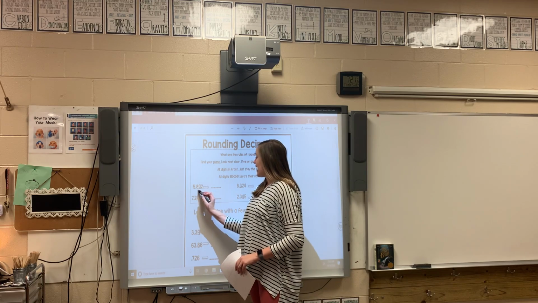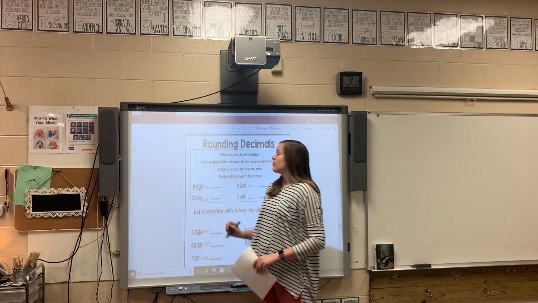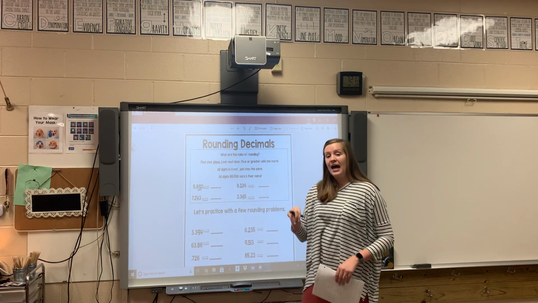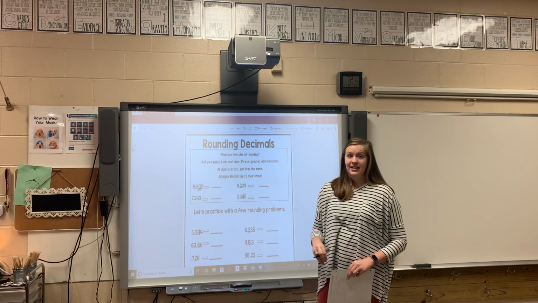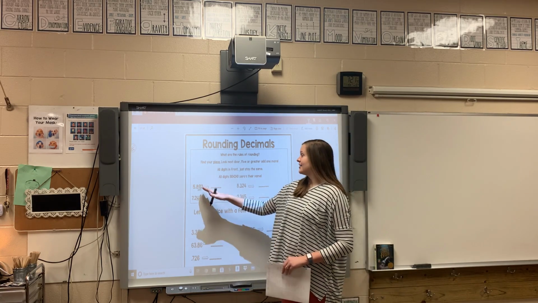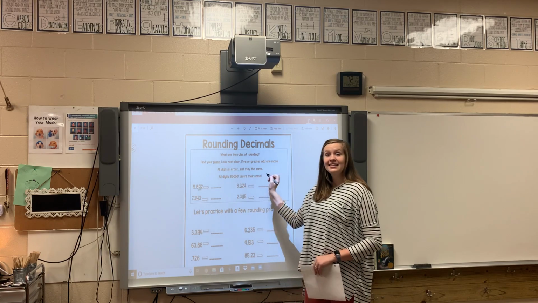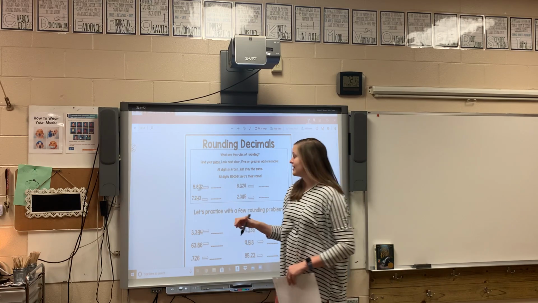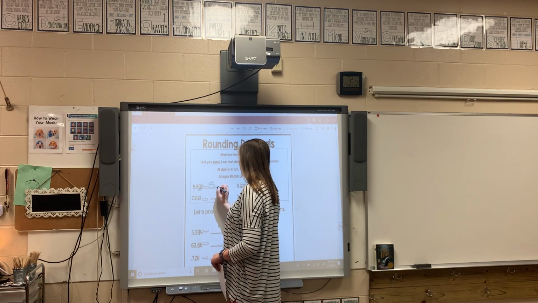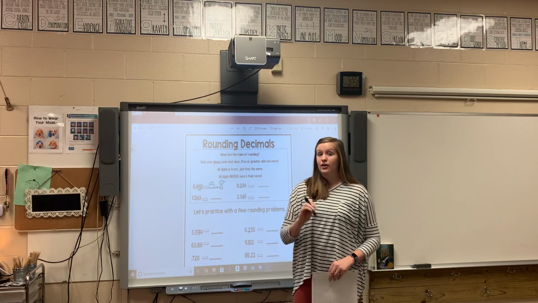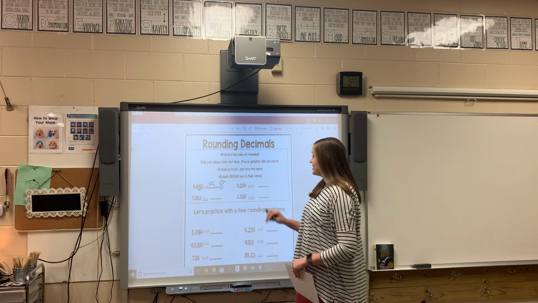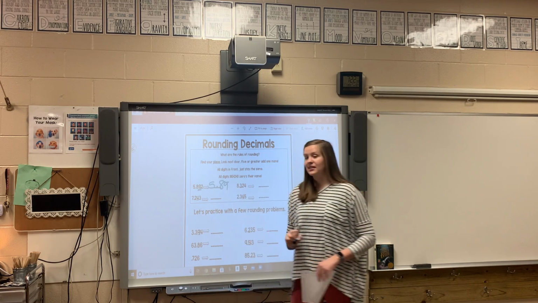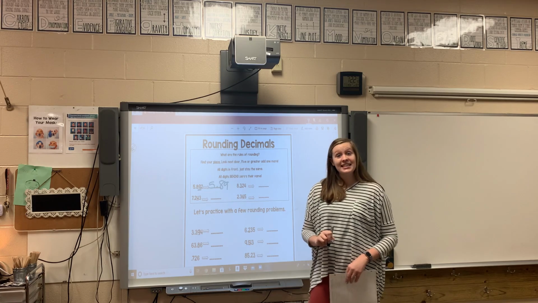That's our 9. Okay, so when we round to the 9, we need to go next door to our 2. Is 2 5 or more or 4 or less? 4 or less. So our 9 does what? Stays the same. So any number to the left of that 9 always stays the same. So 5.89, we said that our 9 is going to stay the same because our 2 was less than 5. And then what happens to that 2? It becomes a 0.